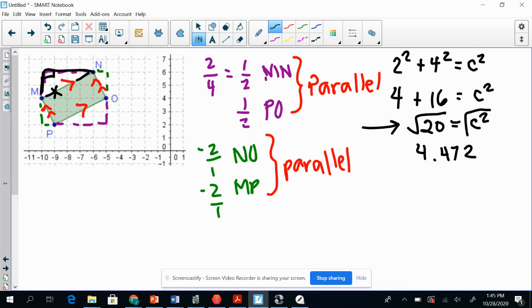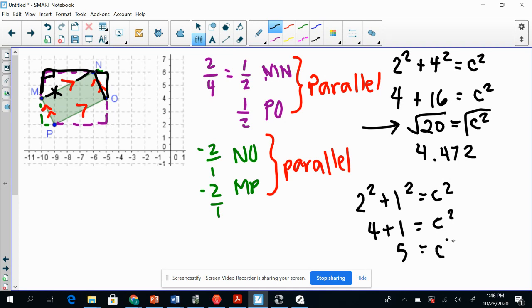So then we're going to do the same thing for MO and MP. We have a slope of -2/1. So as far as our triangle goes, we don't need the negative part because we just need to know how high the triangle is. So one leg is 2 and the other leg is 1. So it's going to be 4 plus 1, which gives me 5. And this side's C squared. Sorry, trying to stick to the same notation. To get C by itself, you're going to square root, which means the length is the square root of 5.